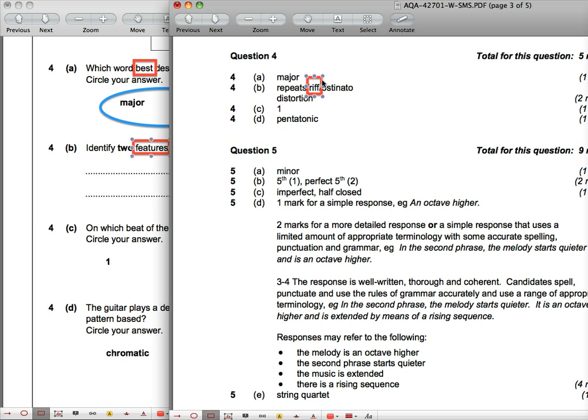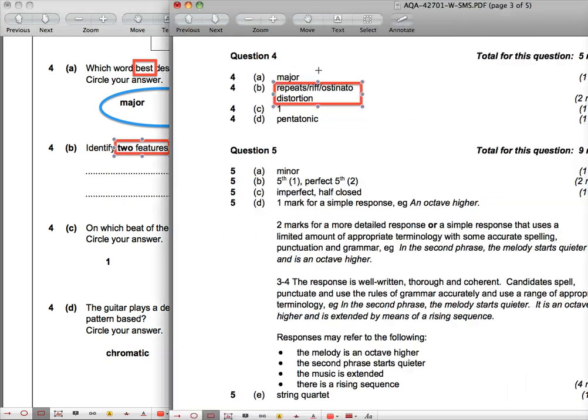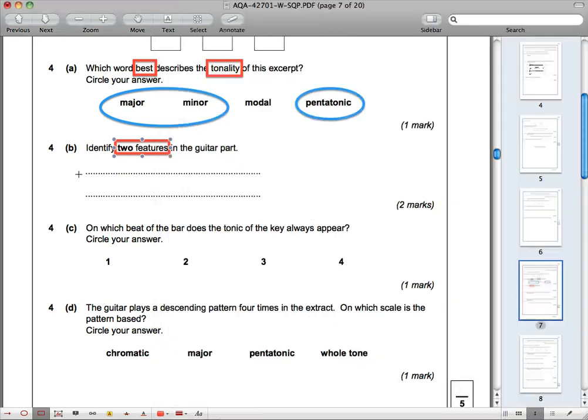So that's a musical device. And then it suggests a technological answer of distortion. So obviously it's a little bit confusing as a question. I doubt you'd get something that vague in the actual GCSE paper that's coming up. But if you do, if you get something that says something as simple as features rather than being specific, be willing to mix musical and technological features.